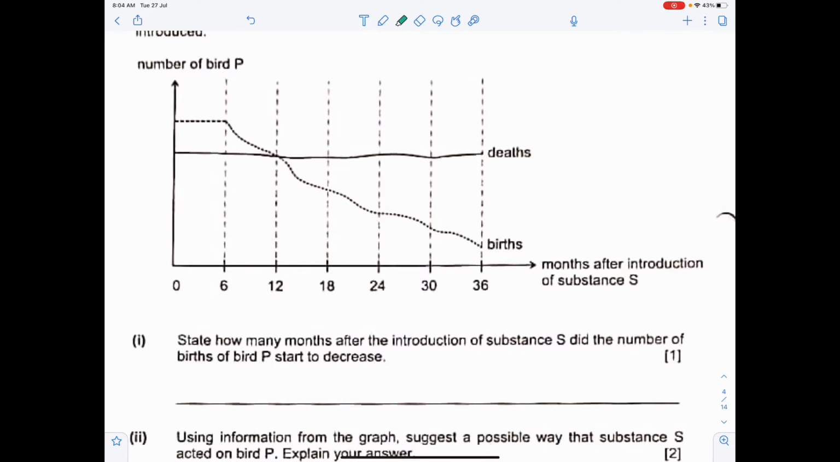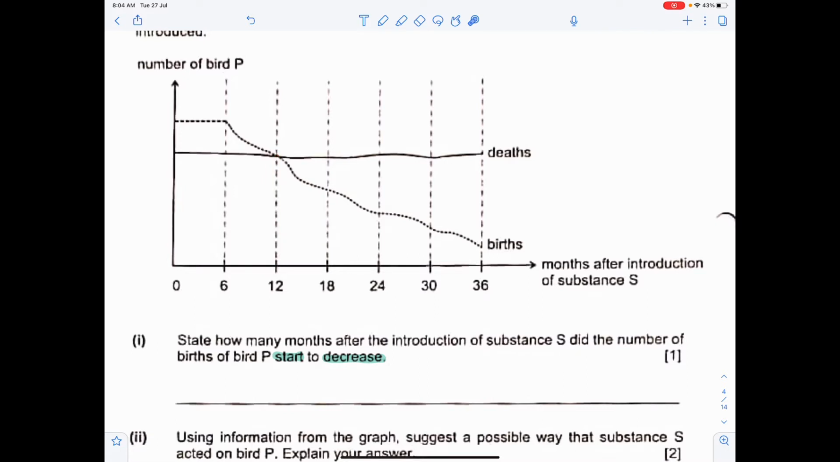First question. State how many months after the introduction of substance S did the number of bird pee start to decrease. So the key word here is start, after it's being introduced. So if you take a look at here, it was introduced over here. And it only started to decrease after 6 months. This is very straightforward. Not after 12 months.